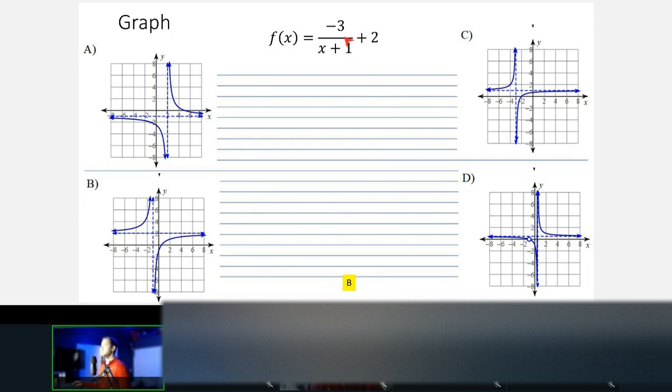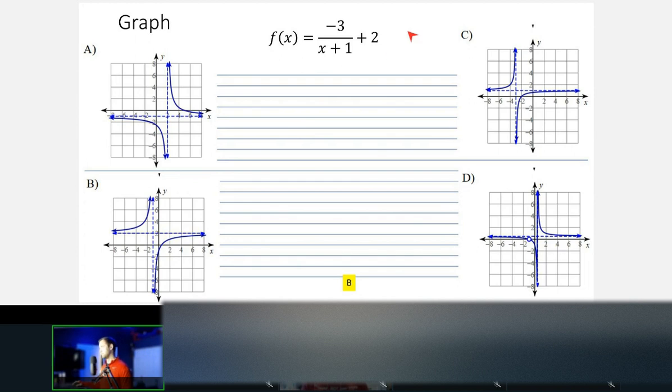Something else we could have done, we could have just looked at this and maybe figured out the VA, right? Which is at x equals negative 1. So that has a VA at x equals negative 1. So B does, A doesn't, D doesn't, and C doesn't. So really, this problem, based purely on the VA being at x equals negative 1, only B has it correct, right? So that's another way you could have done it.